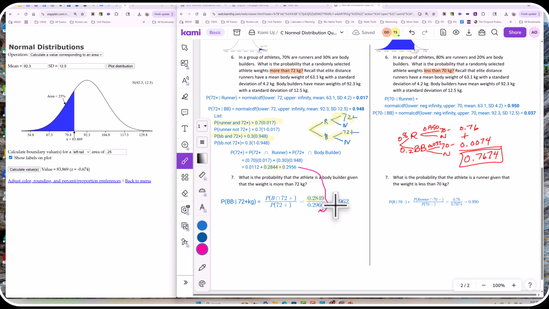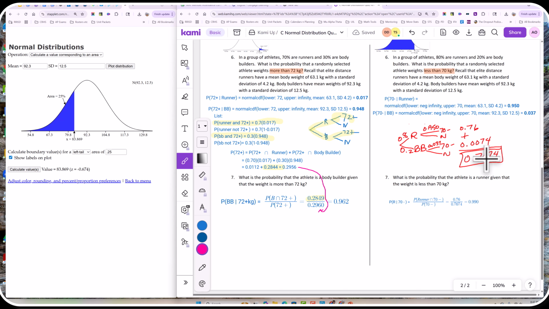Okay. Same idea over here. So I don't really have a list. I have a tree and I multiplied everything out for less than 70 pounds. Now, most runners are 70 kilograms, these poor people. Most runners are less than 70 kilograms, so you see a 0.95 up here. So you get 0.76. Very few bodybuilders are under 70 kilograms. You see that's less than 1%. Add them up. So the probability that they are less than 70 kilograms is just this 0.7674.